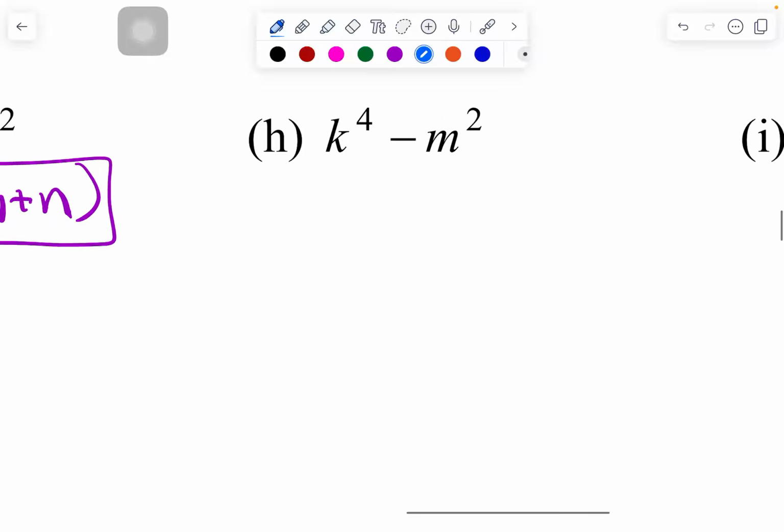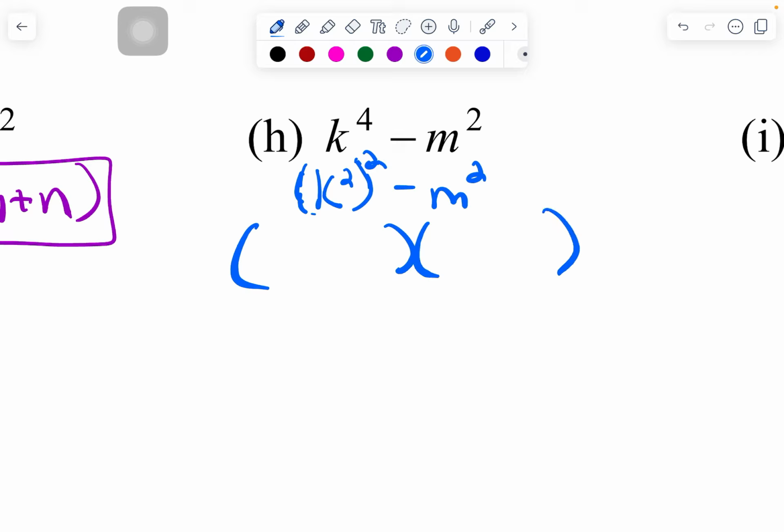All right, part H here, we basically just have variables. The exponents are numbers, but the bases are just variables. And this one's a little bit weird here. That's k to the 4th. Well, k to the 4th is actually k squared squared. Okay, so this still follows the difference of perfect squares.